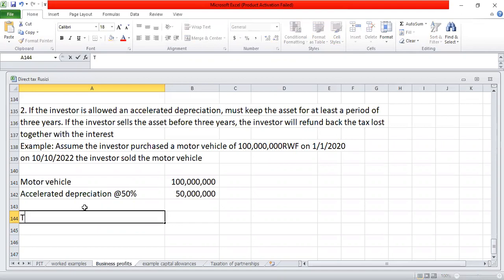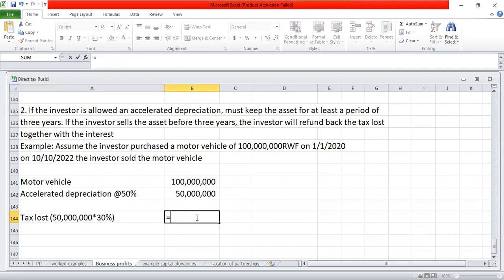So the tax lost will be 50%, 50 million. We are calculating it on the allowance times 30%. So we are getting this times 30%. That's going to be the refund that the investor is going to pay back on that asset. Now we also need to calculate the interest that is going to be paid.